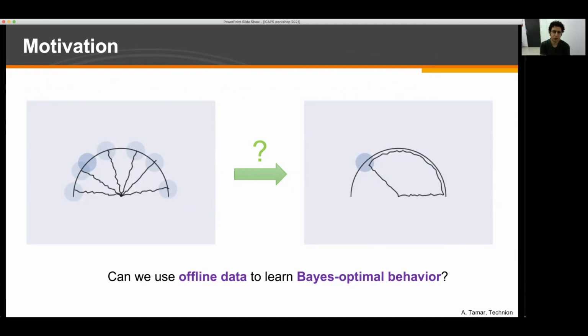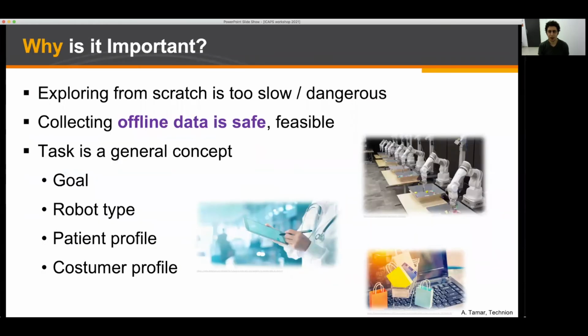So how can we use this offline data to learn such efficient exploration behavior? This is what we set out to solve. And before I tell you the solution, let me convince you that this is one of the most important problems we need to solve right now. The reason is that offline data is the safest way to collect data in many situations, for example, robotics or healthcare. We don't want agents that just randomly try out many different things.